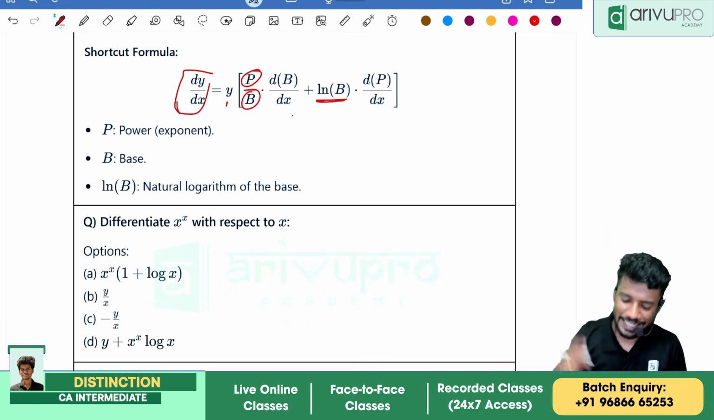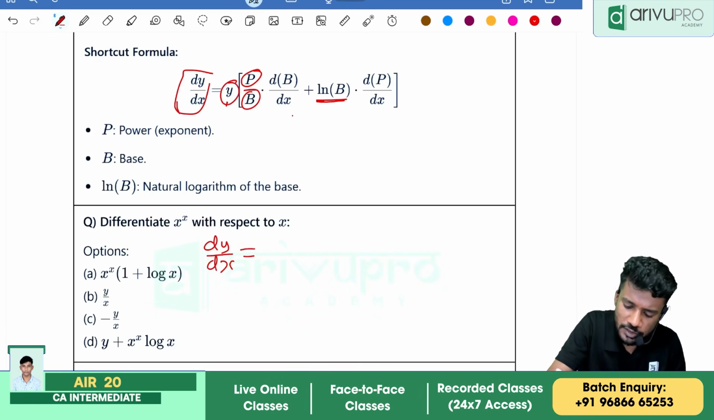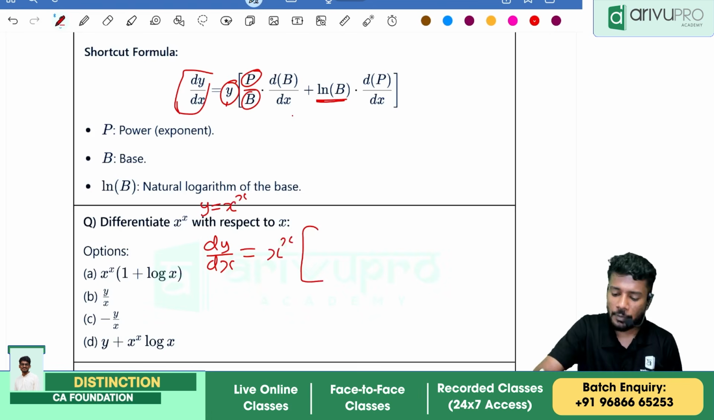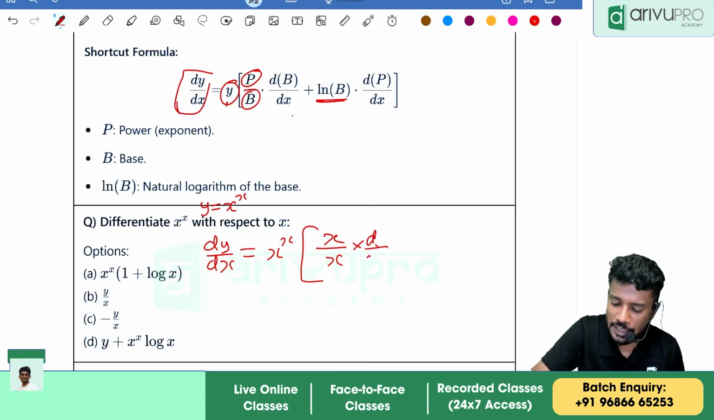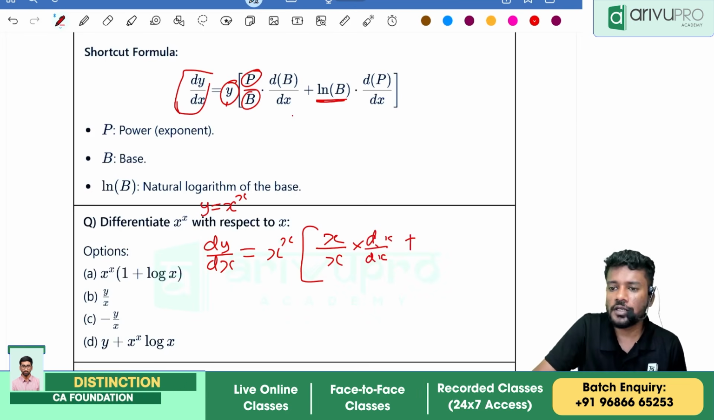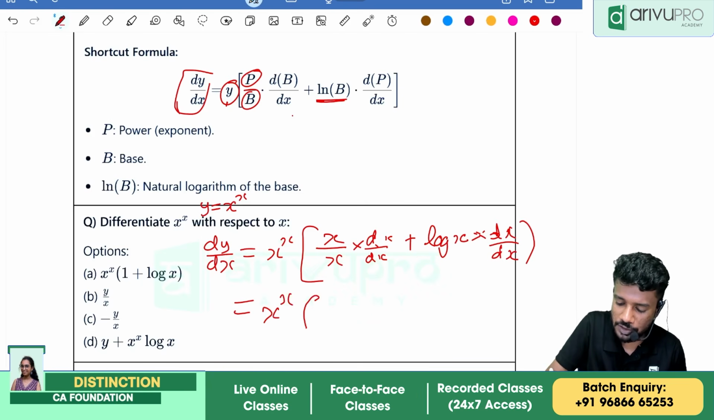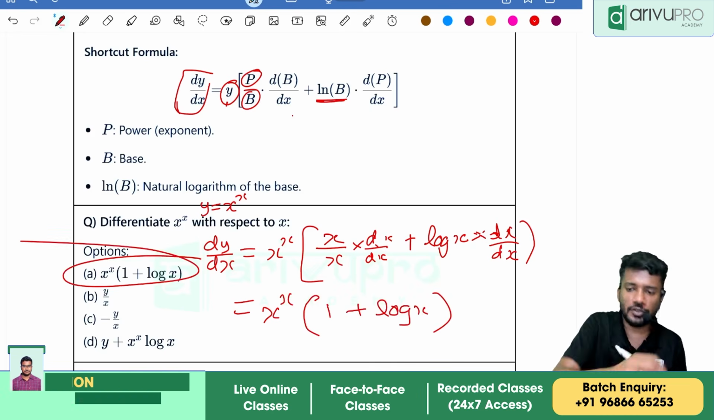Whatever is there on the top. Now, first one, derivative dy by dx is equal to, first one is y itself. We will write y. Y is how much here? X raised to x. So I will write x raised to x into power by base, that is x by x, into what is derivative of base? D by dx of x plus log of base, that is nothing but log x, into what is derivative of power? Dx by dx. Now you tell me what is remaining. X raised to x into what is it? 1 plus log x. So one step answer, that's your answer.